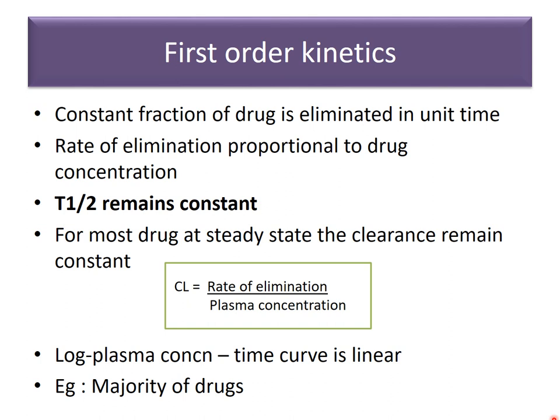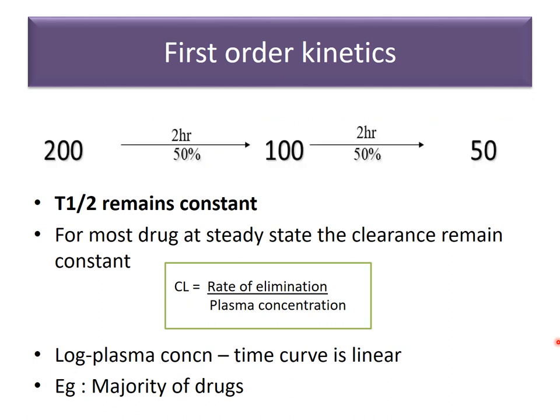For most drugs at steady state, the clearance remains constant. So the clearance is equal to rate of elimination divided by plasma concentration. We have already seen that in these cases the clearance will be rate of elimination divided by plasma concentration. And the log plasma concentration time curve is a linear line. For example, the majority of drugs are eliminated by first order kinetics.